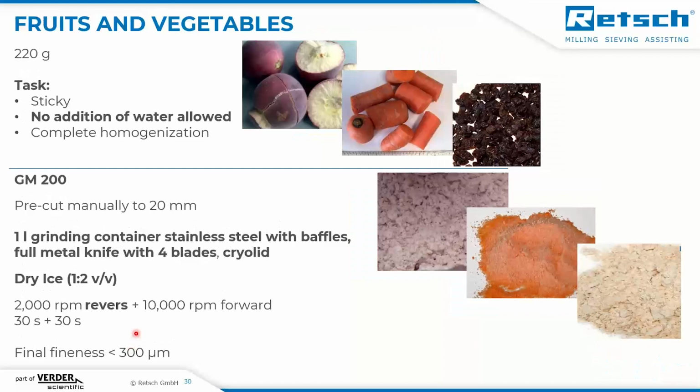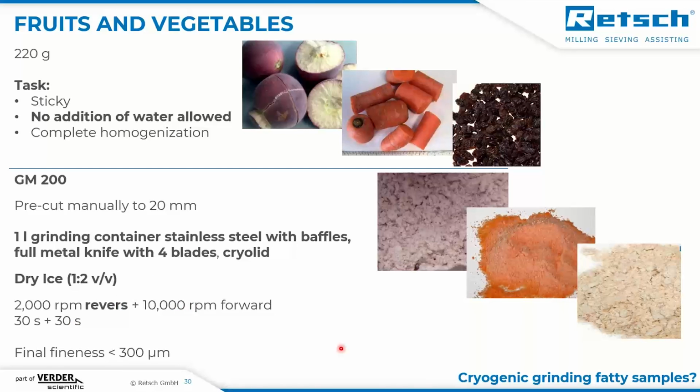Cryogenic grinding of moist samples, fruits and vegetables, yes, we can do this. In that case, the customer didn't want to add some water because of dilution effects. So here the method of choice was cryogenic grinding. And we did it in the GM200 with the cryo kit containing the stainless steel container with baffles, full metal knife with 4 blades and the cryolid. Again, dry ice, reverse and forward mode, each of 30 seconds, and 300 micron particles.